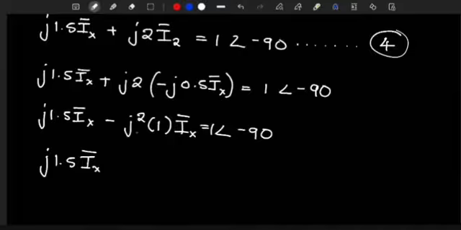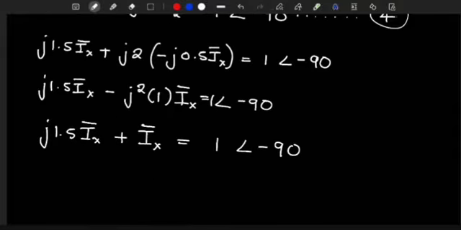j squared is -1, which will make the sign in the middle positive. So this will now remain just Ix equals phasor minus 90. This is the expression that we now have. So how do we solve this equation? Well, there are a number of ways we can solve an equation involving complex numbers. And how can 1 phasor -90 be converted to a complex number? It's already a complex number the way it is.